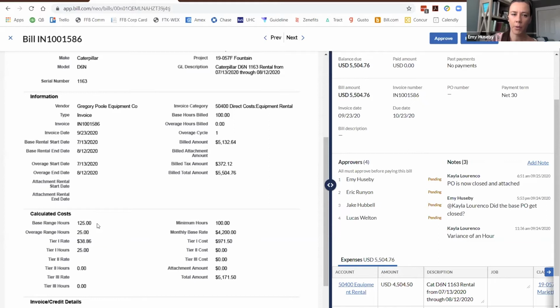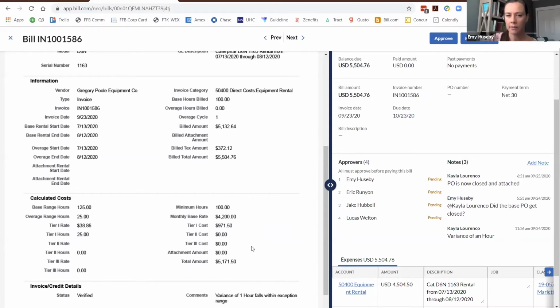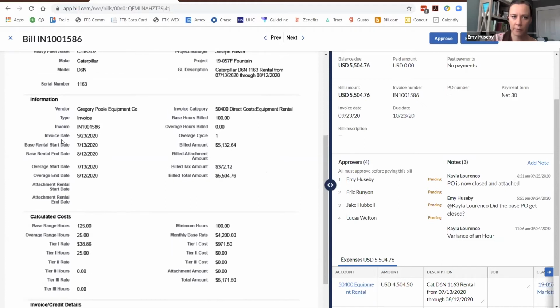But this one is a great example of one that ran over. And so what does that look like with the overage range hours? Because we've got 25 hours, that falls into this rate then per hour, this 38.86 times the 25 hours. And over here it gives you the calculation for those overage costs. So according to Salesforce and our records, this bill should have been charged to us at $5,171.50.